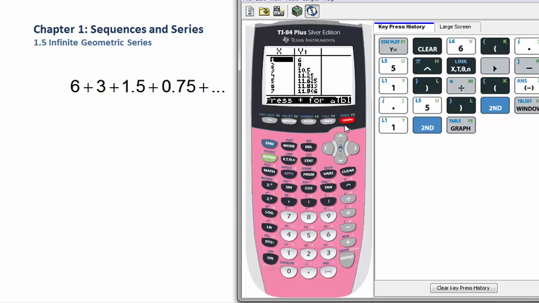The sum of the first term, obviously, 6. Sum of the first two terms, 6 plus 3, 9. First three terms, 10.5. First four terms, 11.25. First five terms, 11.625. And so on. And we can keep scrolling on through here, and we can see that the sums are still increasing, but not by very much. Not by very much at all. In fact, here at the 13th sum, we're already at 11.999. So let's just record a few of these underneath the original series.